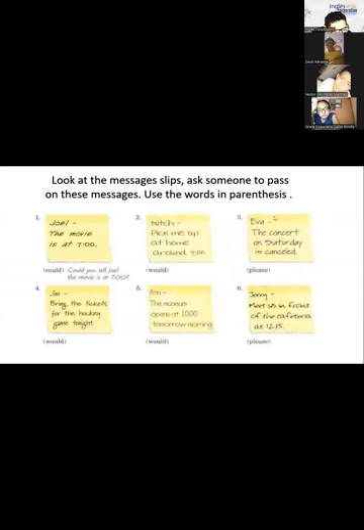Could you tell Joel the movie is at 7? So what I want you to do is to use this vocabulary and try to request or ask someone to do something. For example, if I say, okay, Hector, you will transfer the number 2. In this case, match, right?